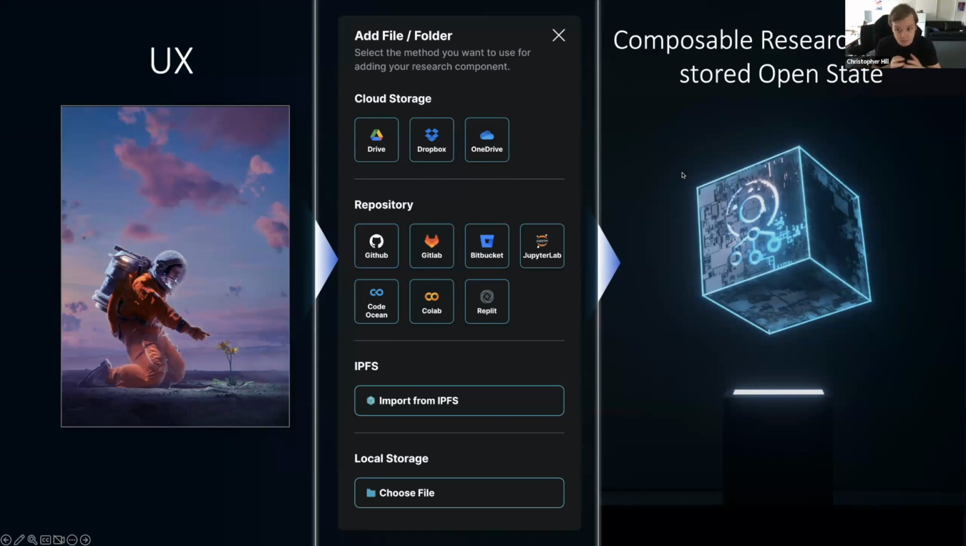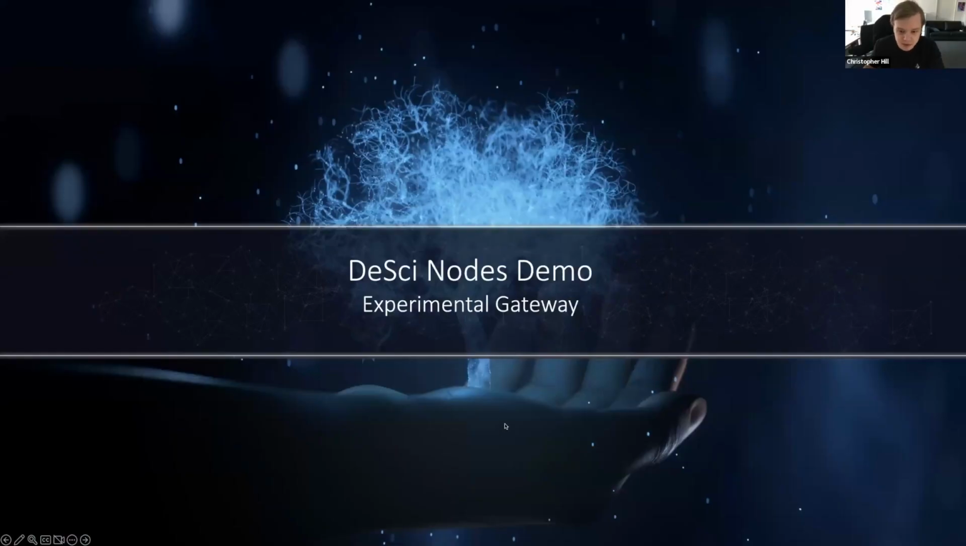So we have to accommodate the tools of these scientists and find them where they are today with the tools they love, and allow them to combine these tools and combine all of the data that these tools yield into a coherent unit of knowledge. And we call those composable research objects that are stored on Open State nodes. So I can give you a little demo of how this looks.